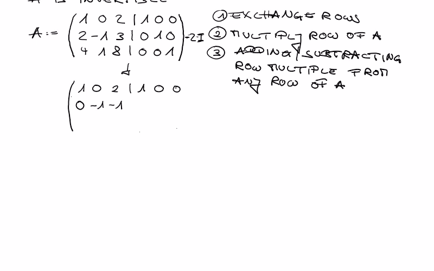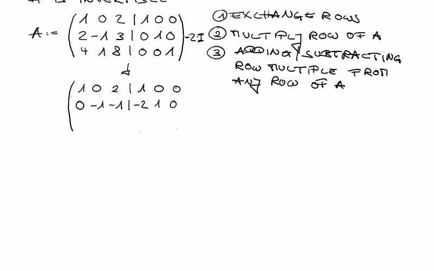So we have to now subtract -2 times 1 from 0, so we get -2. And then we need to subtract -2 times 0 from 1 and -2 times 0 from 0, so this remains the same. Yeah, that would be our first thing to do.